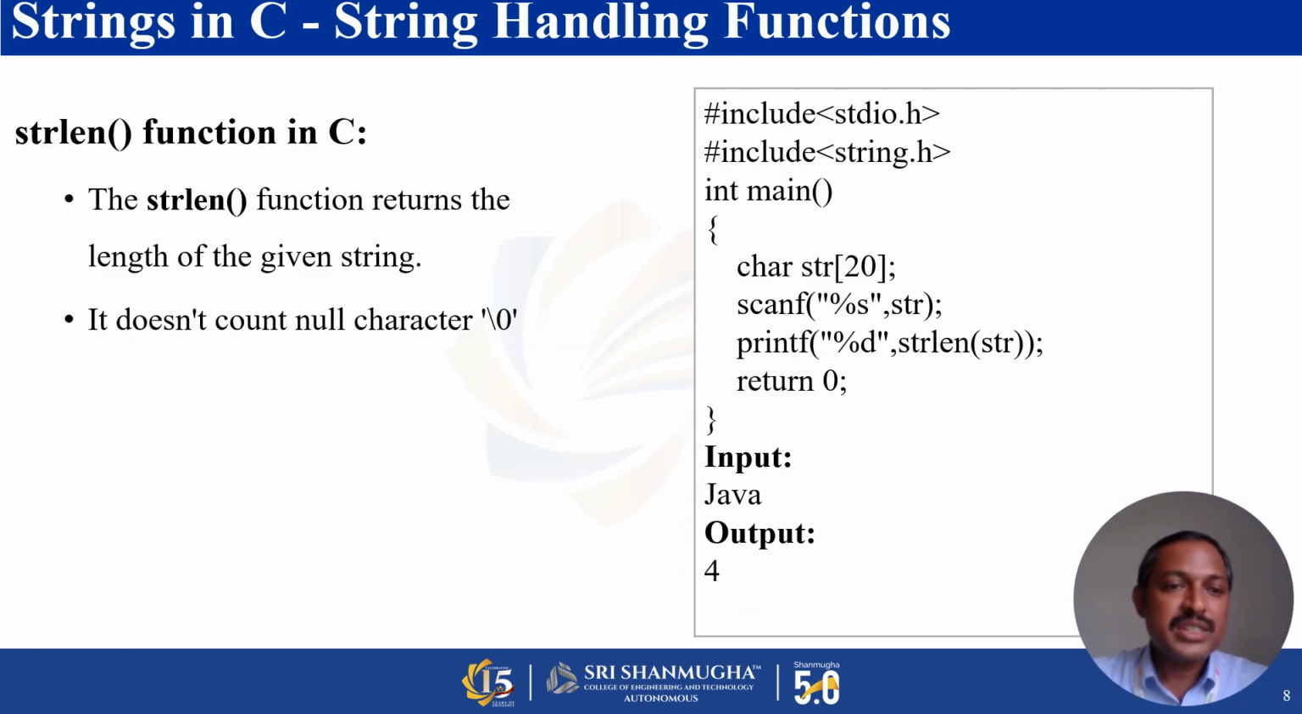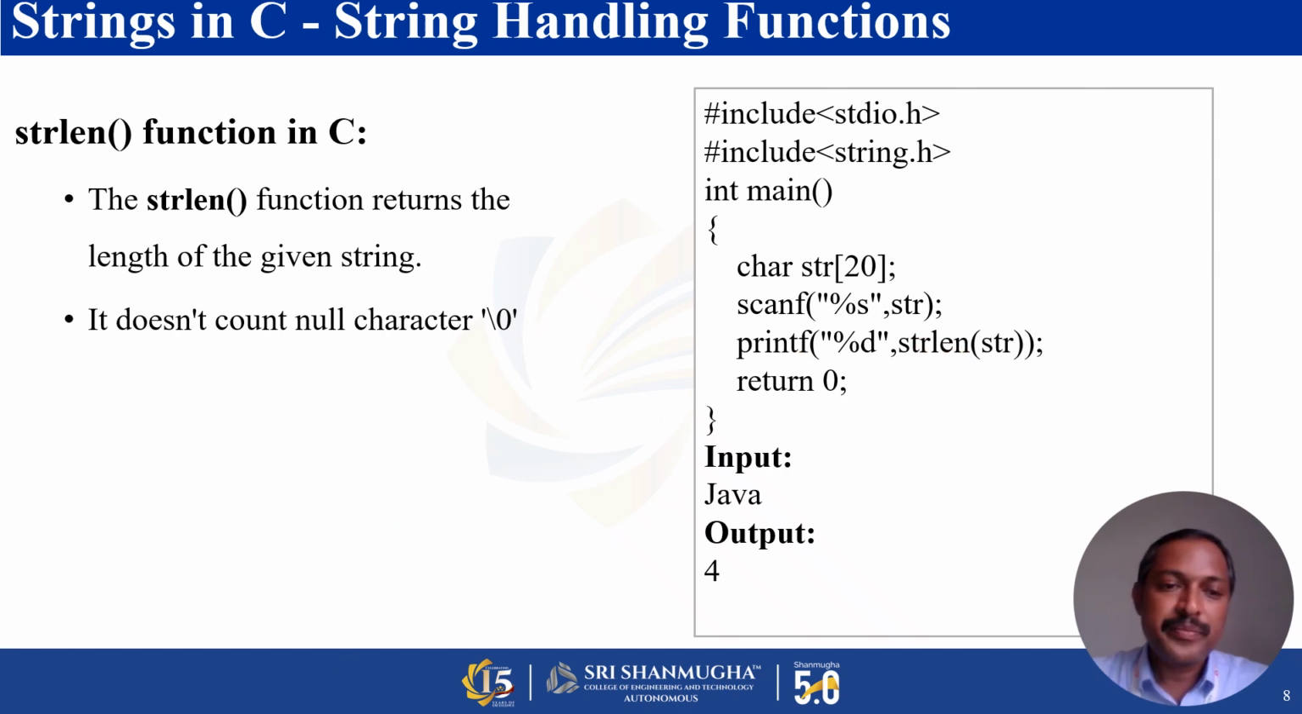The strlen function returns the length of the given string. It does not count the null character. The null character is not taken as a character; it is only used to denote the end of the string, added by the compiler, and does not come under this string count. For example, I am getting input from the user with the scanf function. I give the input Java. How many characters are present? 1, 2, 3, 4. So 4 characters are present in the string Java, and the returned value 4 is printed by the printf statement.